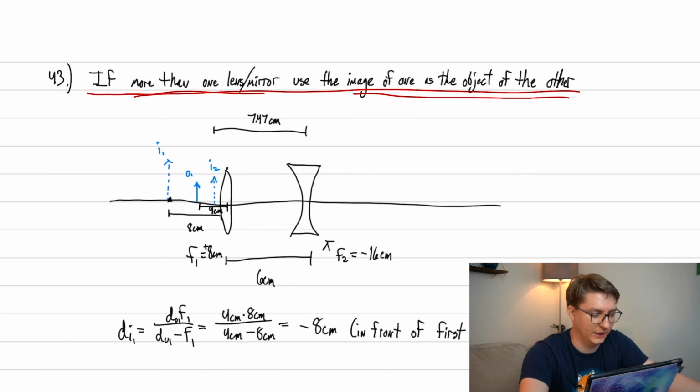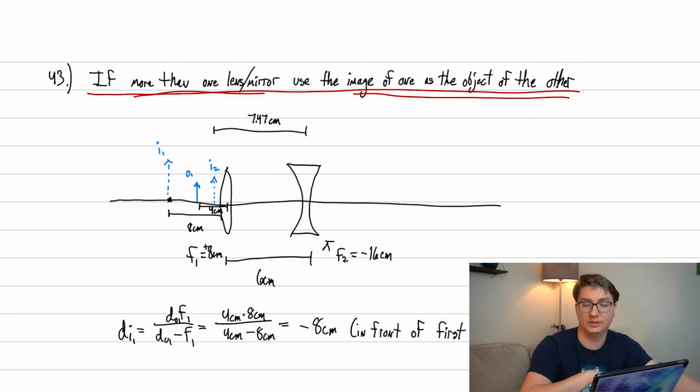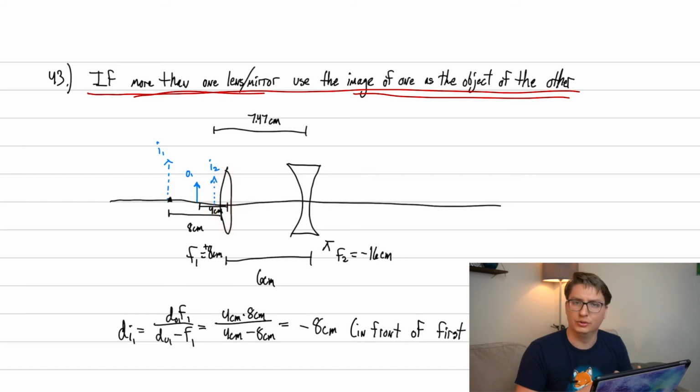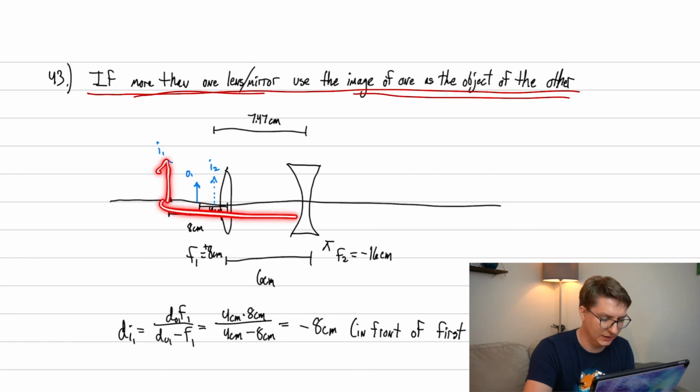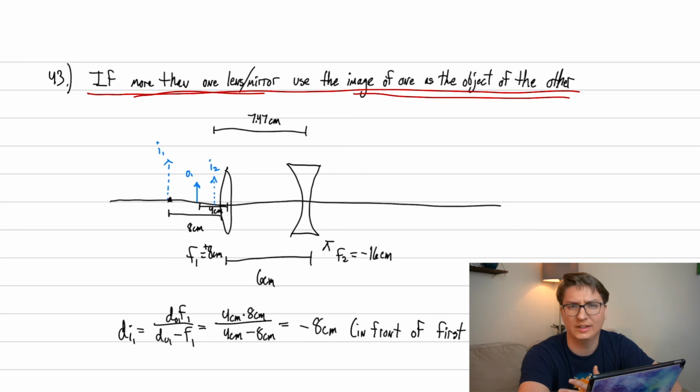And the trick is that if you have more than one lens or mirror, use the image of one as the object of the other. So you do one problem, pretending there's just this one lens, usually the one out front, to the left. You do the problem, where's the image? And you find an image, and then it's the object for the second lens. And then the same thing for mirrors. If you have multiple mirrors, you can figure out how to do a problem like that.